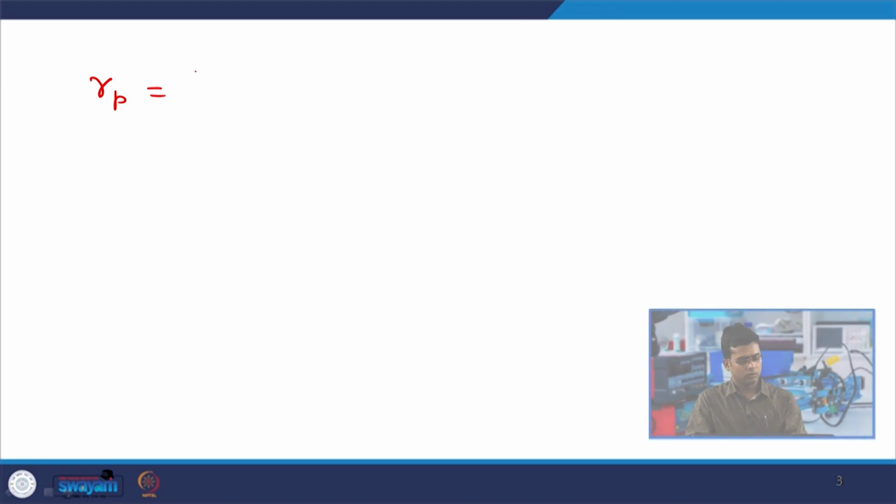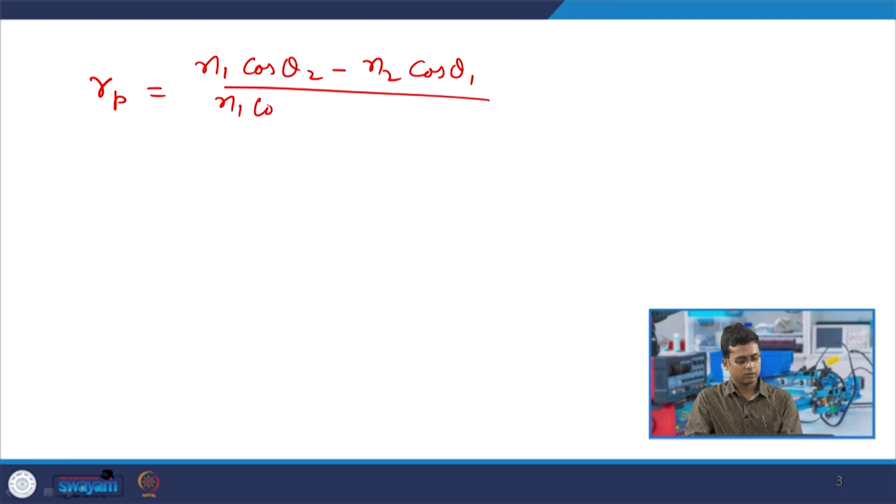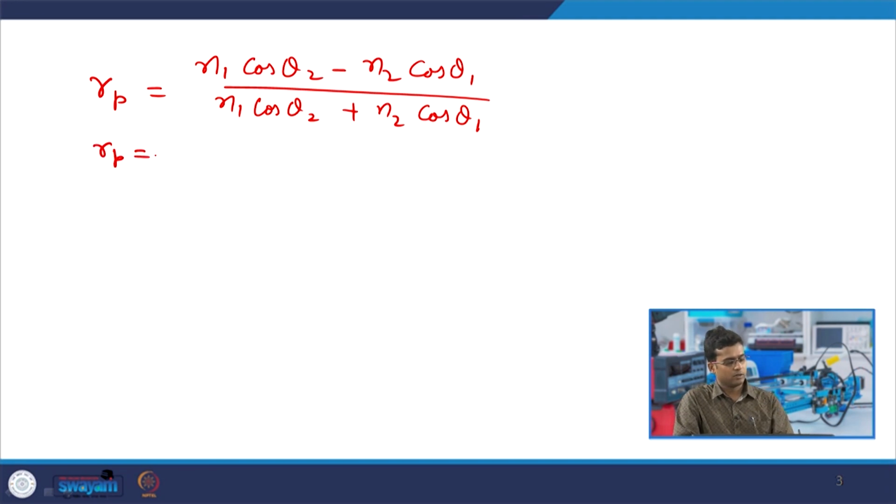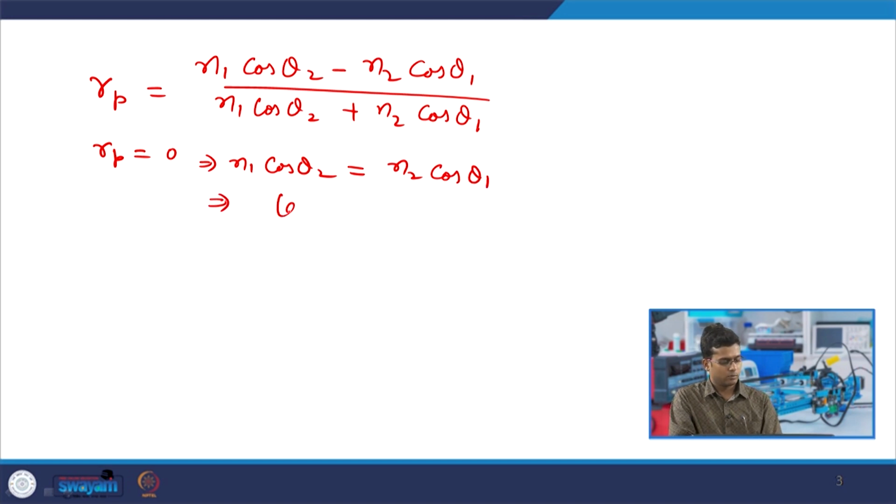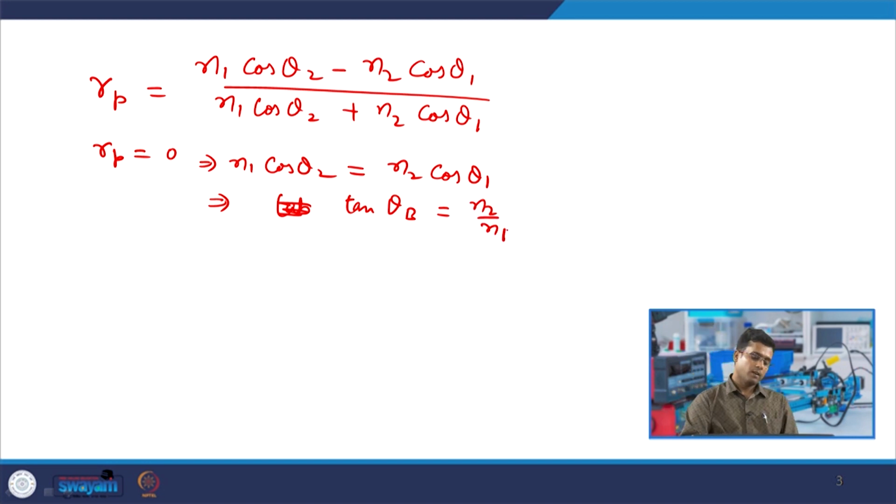But before we move, I want to say that what we derived was Rp is equal to (n1 cos theta 2 minus n2 cos theta 1) divided by (n1 cos theta 2 plus n2 cos theta 1). That is what we derived, and we saw that Rp was equal to 0 when n1 cos theta 2 was equal to n2 cos theta 1, and that came to the conclusion that tan theta b, the Brewster angle, is n2 by n1.